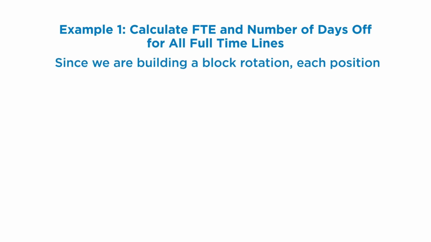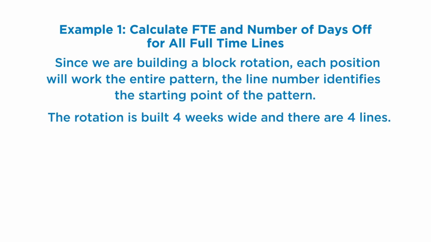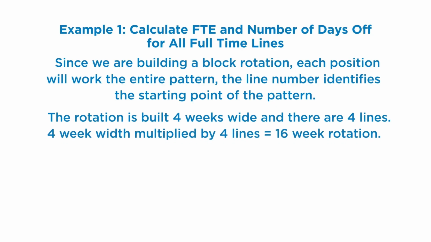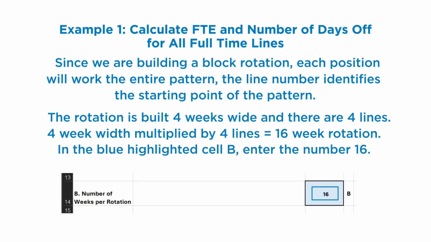Since we are building a block rotation, each position will work the entire pattern. The line number identifies the starting point of the pattern. The rotation is built 4 weeks wide and there are 4 lines. 4-week width multiplied by 4 lines equals 16-week rotation. In the blue highlighted cell B, enter the number 16.